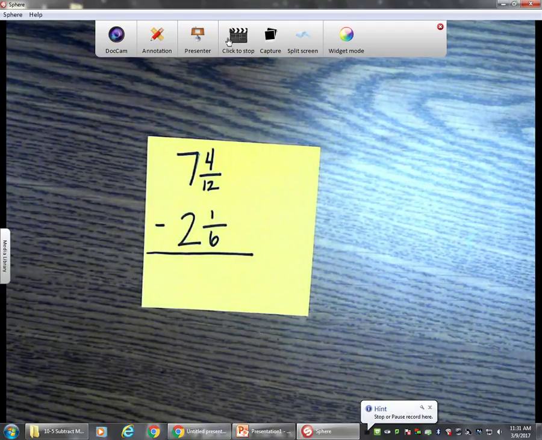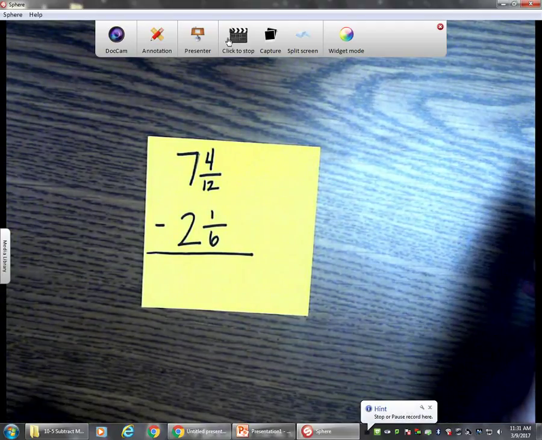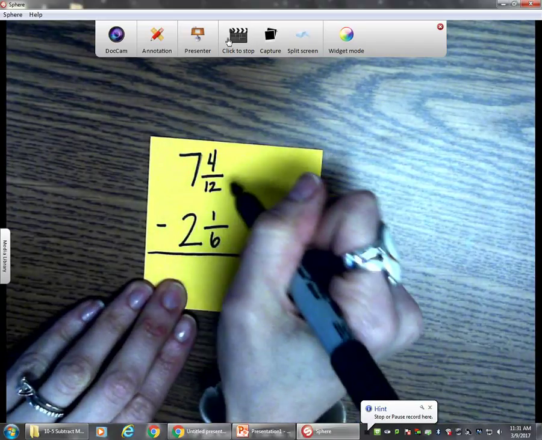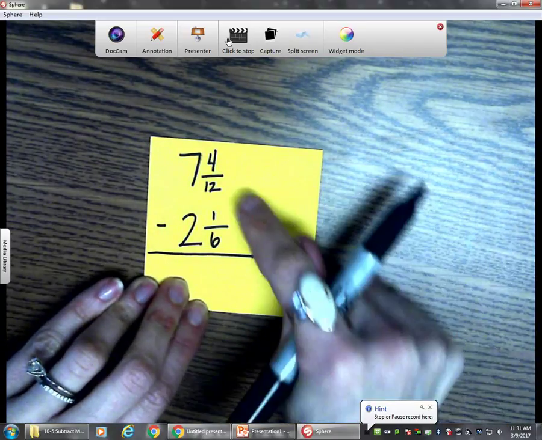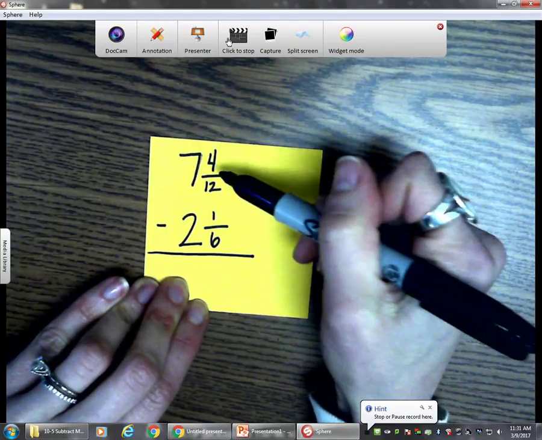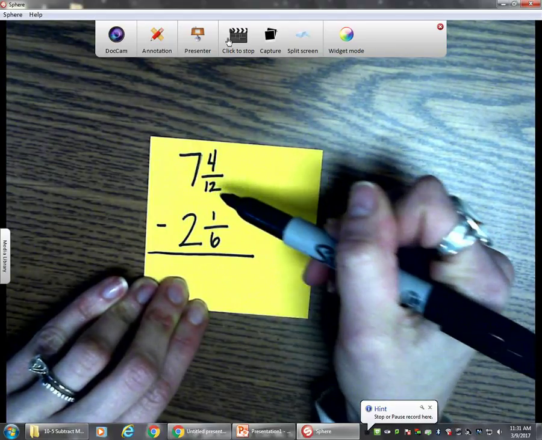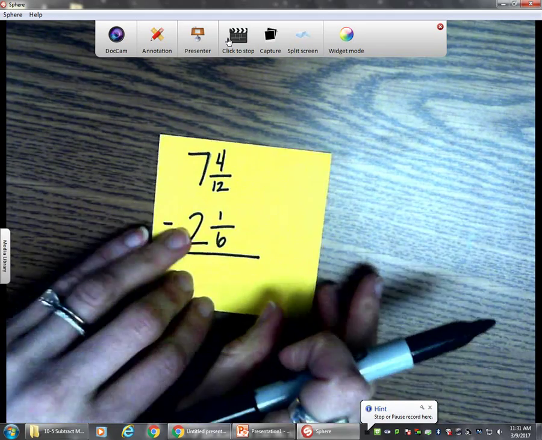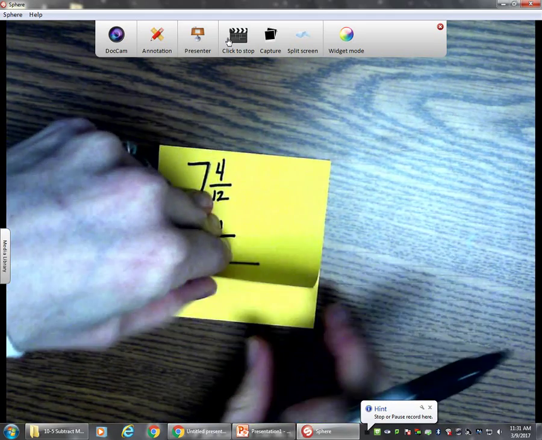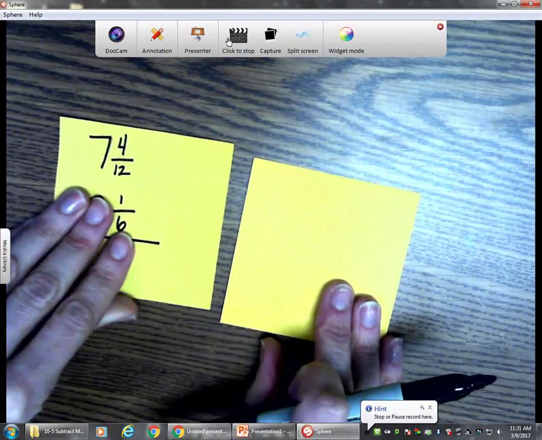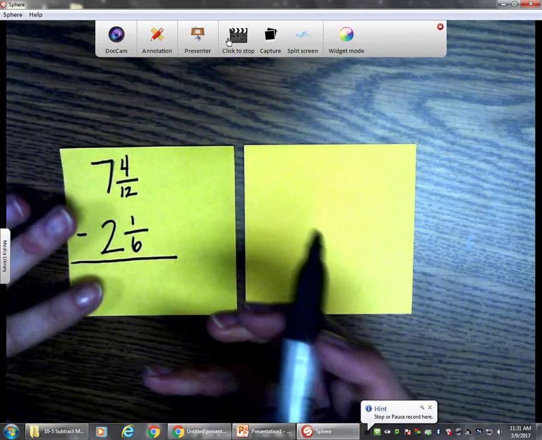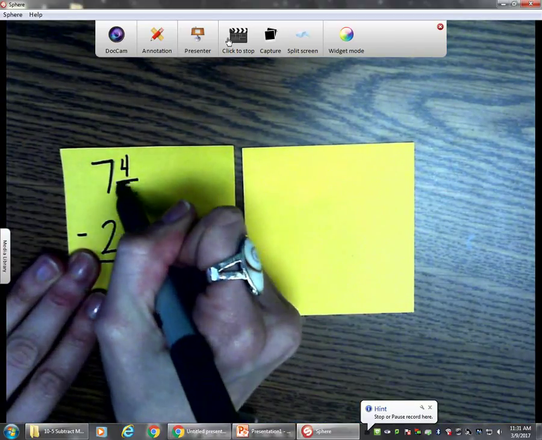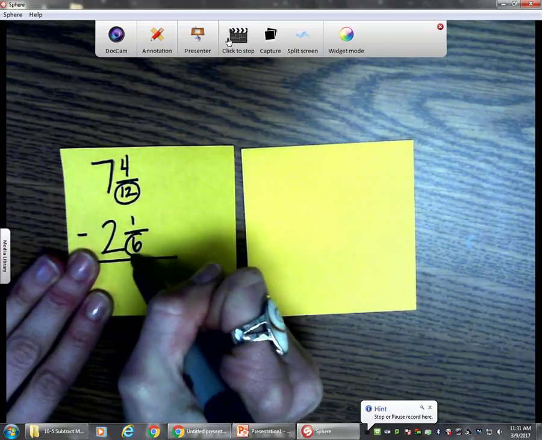Okay, so the first thing I'm going to have to do in order to solve this problem is make the denominators the same. Because I can subtract the numerators and the denominator stays the same, but since they're not the same, I cannot do that. So no problem, I'm going to have to do that on the side. So right now I have a denominator of 12 and a denominator of 6.